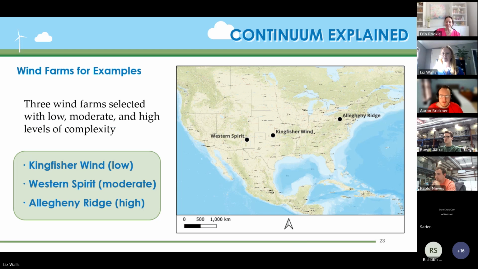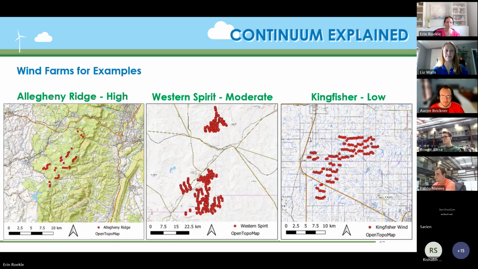Okay. So now we did all the derivations. That's the hard part. Now we're going to put them into practice, and we're going to take those three sites that we looked at last time and continue forward with them. We had Kingfisher Wind, Western Spirit, and Allegheny Ridge. Western Spirit is over in New Mexico, with moderate terrain complexity. Kingfisher Wind is in Oklahoma, very flat there. And Allegheny Ridge, over in Pennsylvania, is a ridgeline project, so very highly complex terrain.